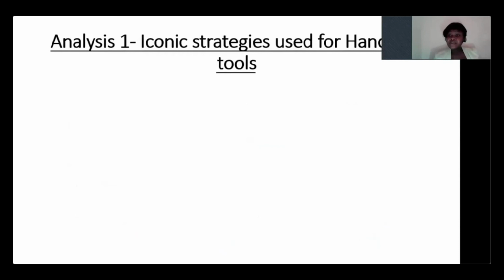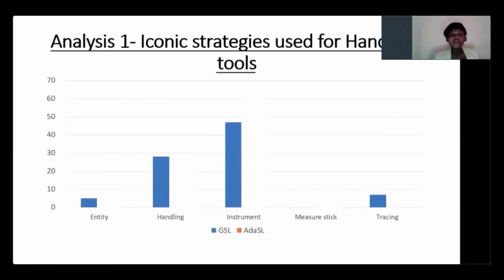So the first analysis was to consider the iconic strategies used for handheld tools. And for Ghanaian Sign Language, this was what I found. The use of more instruments followed by handling, little entity and tracing. They didn't use measure stick or any other strategy mainly. So these were the strategies that were used. So I compared it to Adamorobe Sign Language, and this is what I found. Adamorobe signers used more instruments and less handling, but both of them used the same entity strategy. Adamorobe signers used measure stick, but they didn't use tracing. You could see that all the 22 handheld tools were basically represented in these strategies.